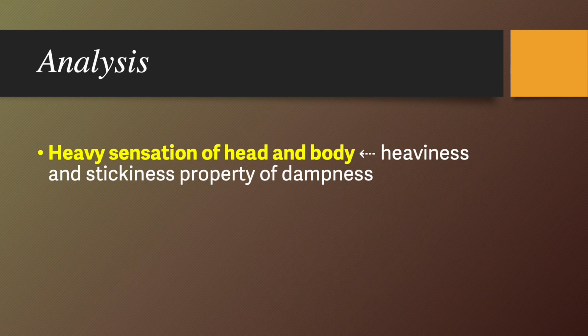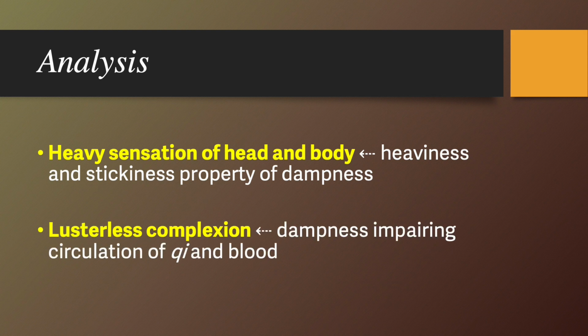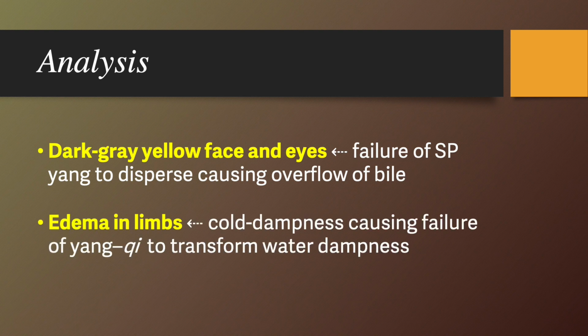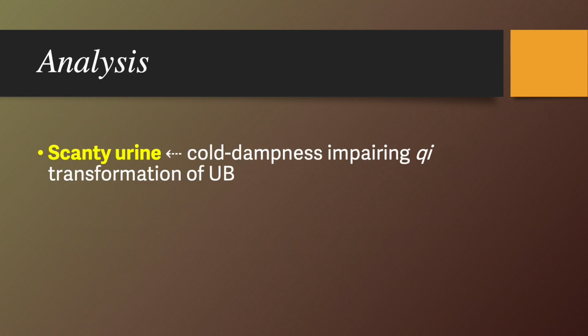Dampness has the property of heaviness and stickiness, causing a heavy sensation of the head and body. It may impair the circulation of qi and blood, leading to a lusterless complexion. Failure of spleen yang to disperse may cause overflow of bile, leading to dark gray-yellow face and eyes. Cold dampness may cause the failure of yang qi to transform water dampness, resulting in edema in the limbs. Cold dampness may also impair the qi transformation of the urinary bladder, leading to scanty urine.